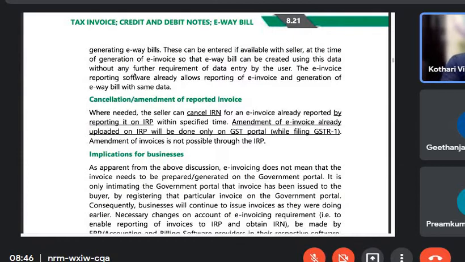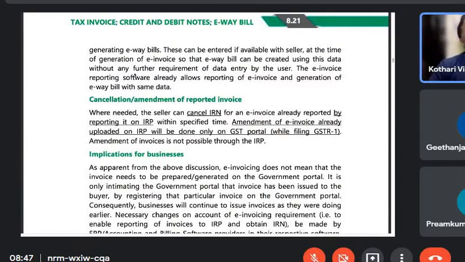Now, you have generated an e-invoice, and for that e-invoice you have also generated an e-way bill. Then what happens if you want to cancel it? If you have generated an e-invoice along with an e-way bill, first cancel the e-way bill, and only then can you cancel the e-invoice. That too within 24 hours. And one thing is that you cannot amend the e-invoice. Once the data is uploaded in the GST portal and the IRN is generated, you can cancel it within a maximum of 24 hours.